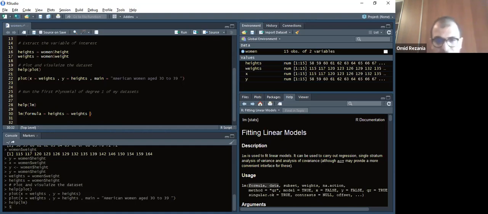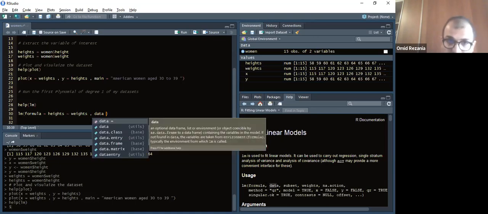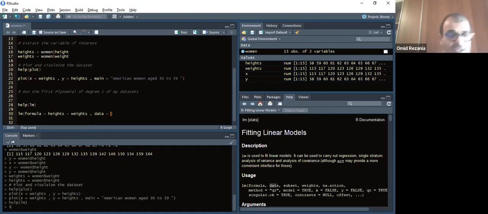It's my first argument, as you see on the help menu. Help menu says that LM parenthesis formula, comma, data. For the data, that's what we are gonna do here. I'm gonna put the comma, and I'm just gonna press space. And for the data equal, and it tells you to the R, this function that you want to create is gonna be found there.